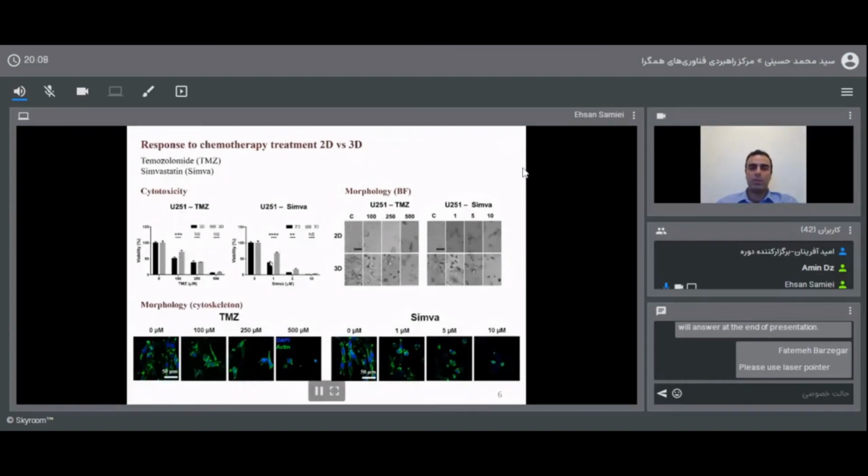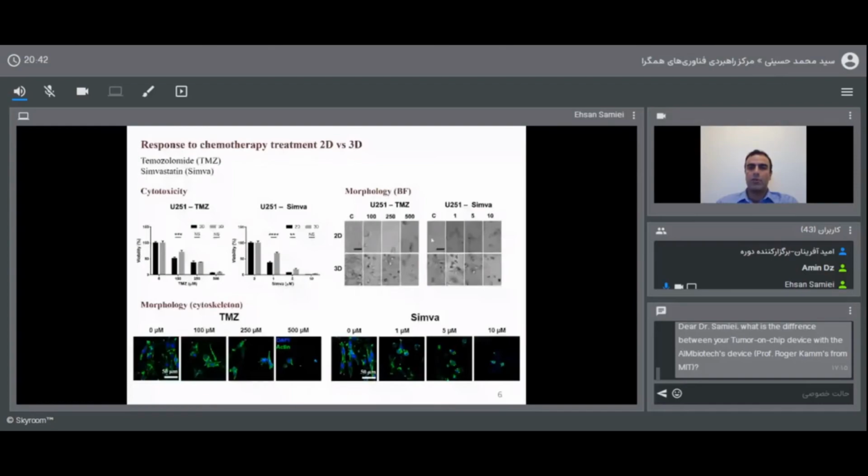And that could be due to different reasons, such as the morphology of the cells or the molecular diffusion through the biomaterial network. So morphology of the cells is shown here in the bright field, and also the immunofluorescence staining of F-actin filament of the cells. And you can see that in the 2D culture, the cells are flat and attached to the surface, whereas in the 3D model, the cells have a tubular and elongated morphology.